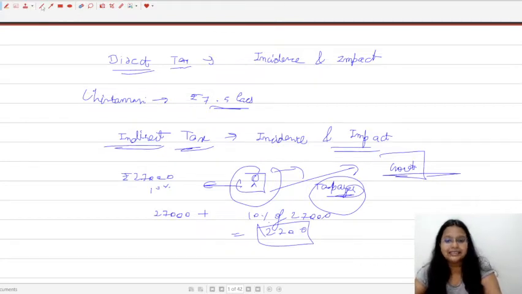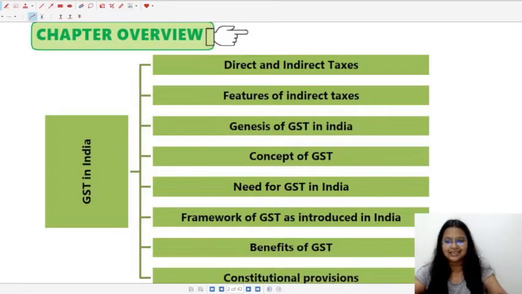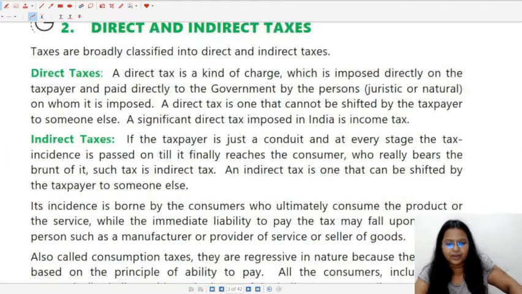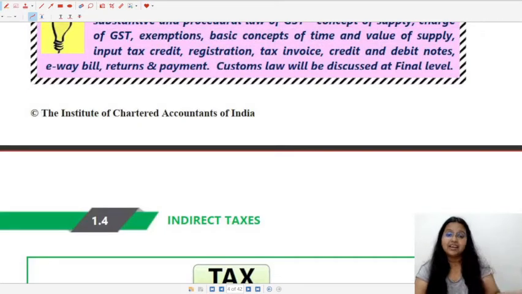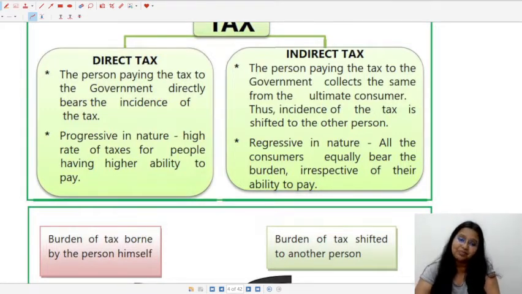Now, the next thing is, we have understood the meaning of direct taxes and indirect taxes. Now, let's start from indirect taxes only. What are the features of indirect taxes? Let's understand it. As I already told you, this is a revision series, so I am keeping my speed a little bit high. I hope you all are able to understand it. If any student is not able to understand it, please comment in the section below so that we can improve it in our next video.